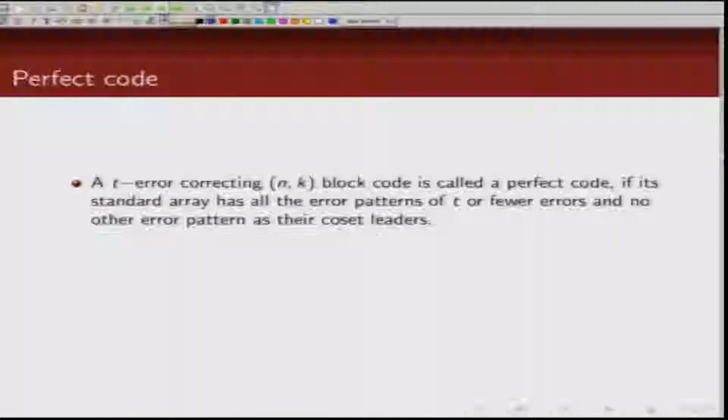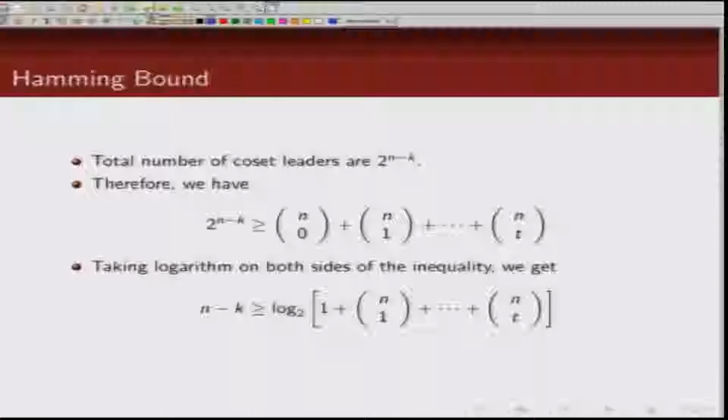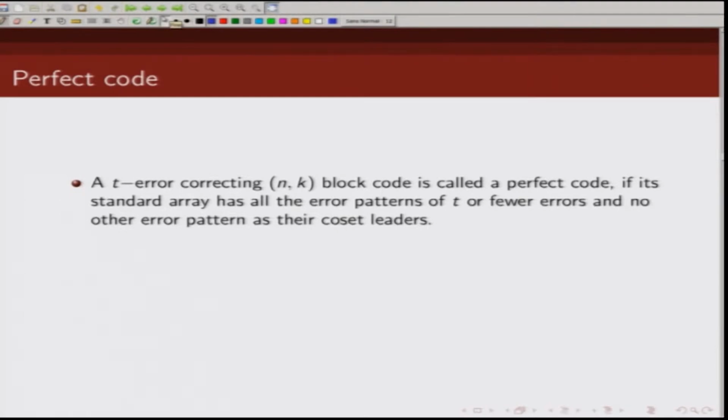Now, when is our Hamming bound satisfied with equality? Our Hamming bound will be satisfied with equality when all error patterns of weight up to t are coset leaders and no other error pattern is coset leader. So, when this equation is satisfied, then this inequality is satisfied with equality, then we have Hamming bound satisfied with equality.